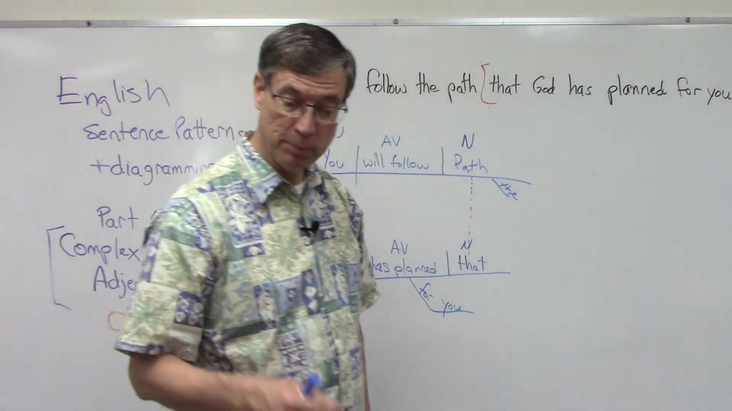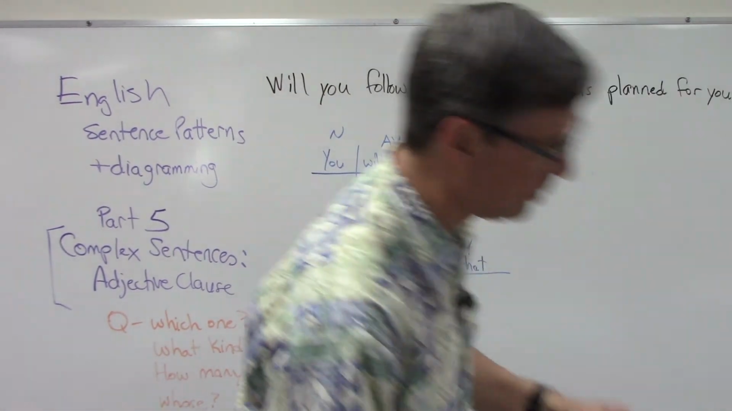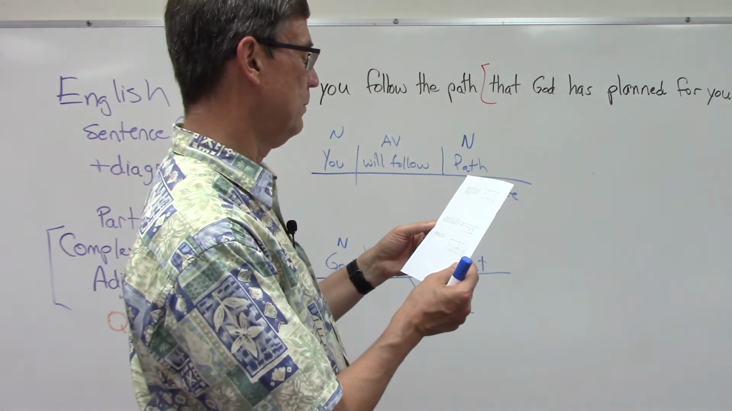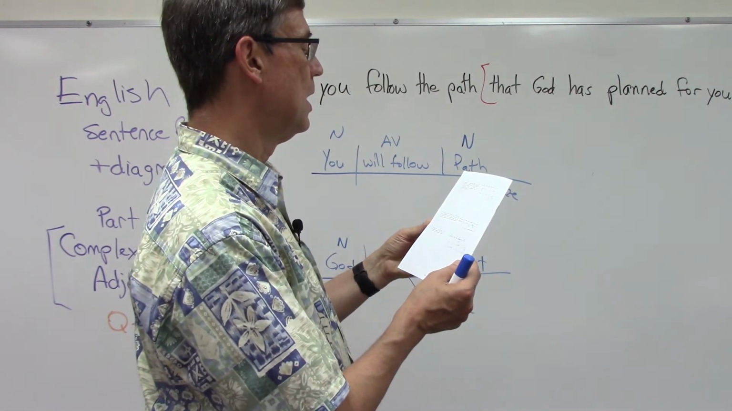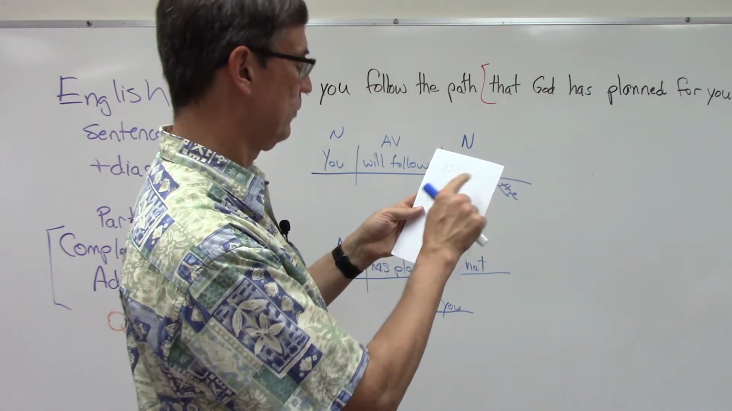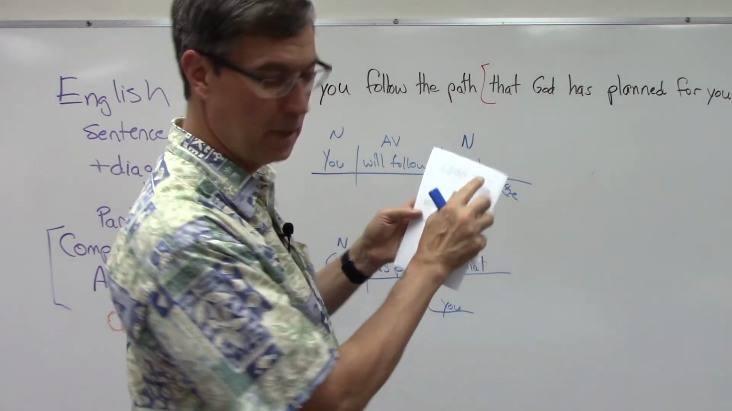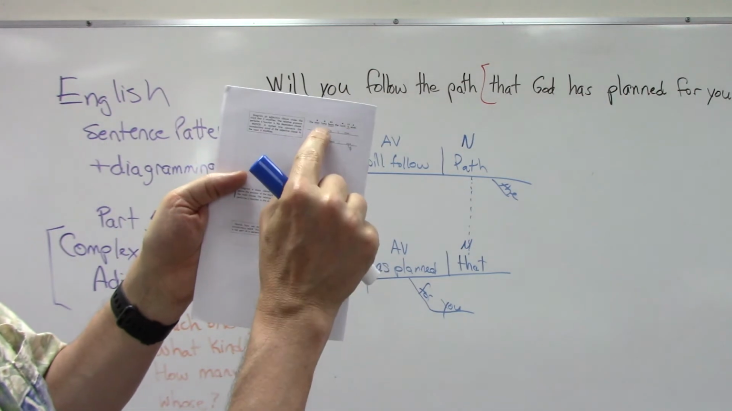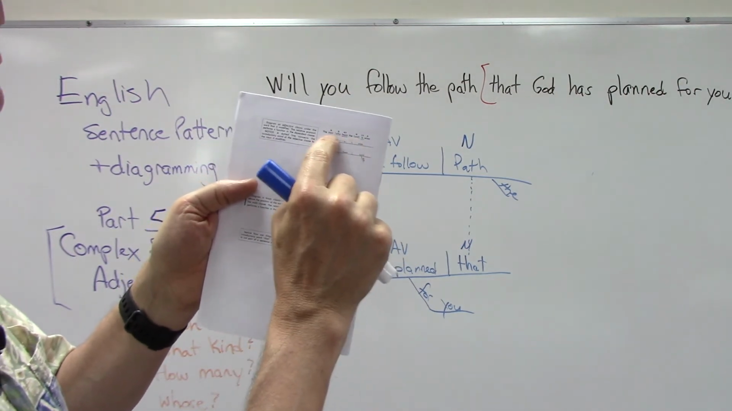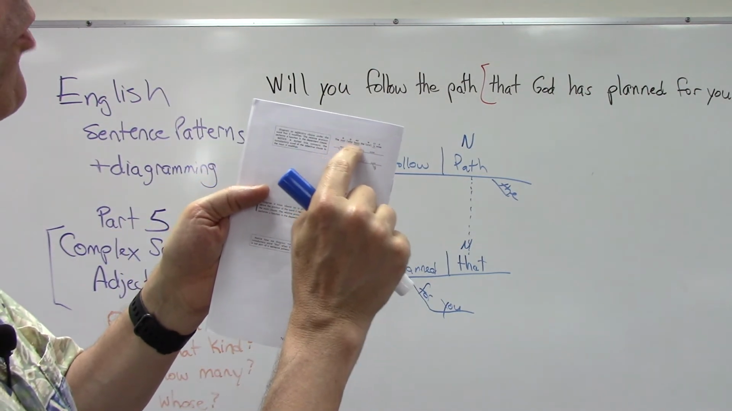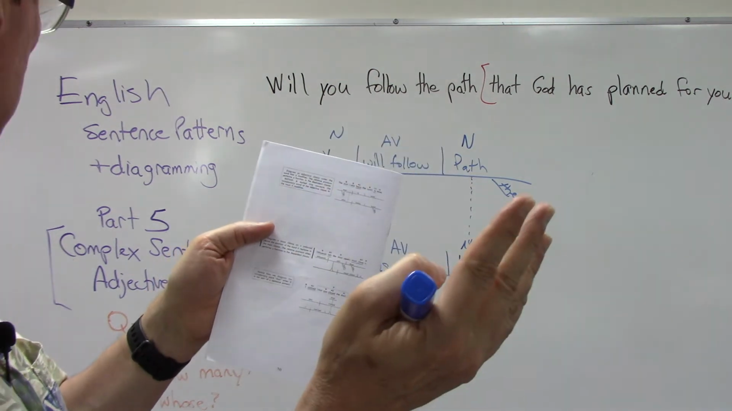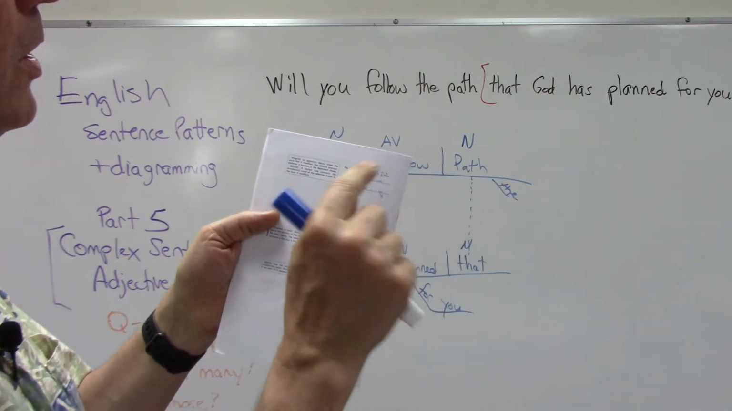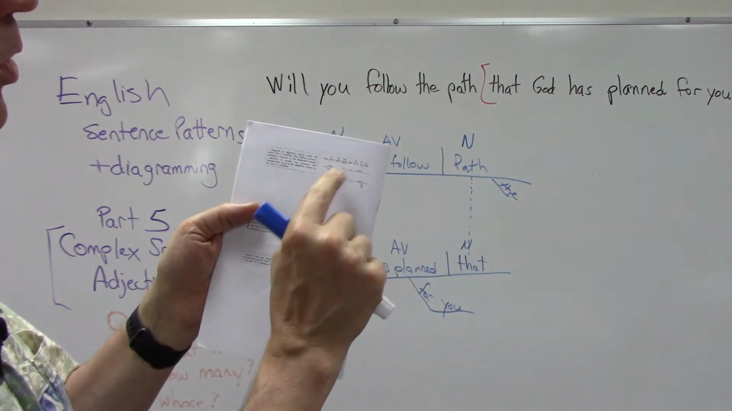There's another example in the workbook here, the little handbook. Let's see. Adjective clause. All right, here on the top of page 20. The man who fears the Lord is wise. Now notice that one comes in the middle of the sentence, the man who fears the Lord. So that answers the question, which one or what kind of man? The man who fears the Lord.